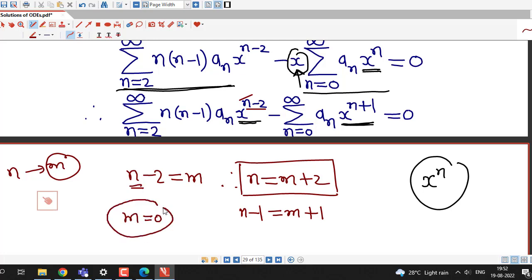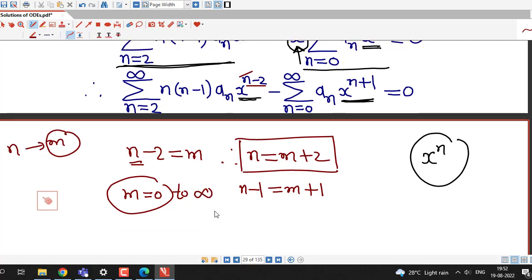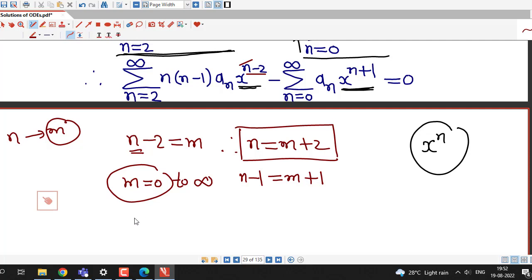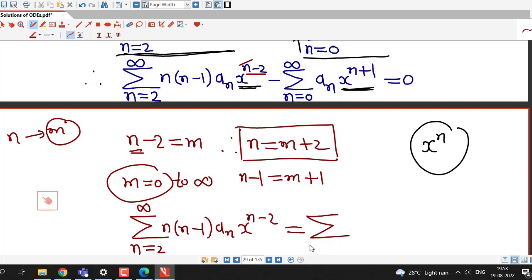So m will start from 0. And here n is from 2 to infinity. So m will be from 0 to infinity. So using this, we can write this summation sigma n equal to 2 to infinity n times n minus 1 a n x raised to n minus 2 is equal to new summation, new index is m, and range of m is from 0 to infinity.